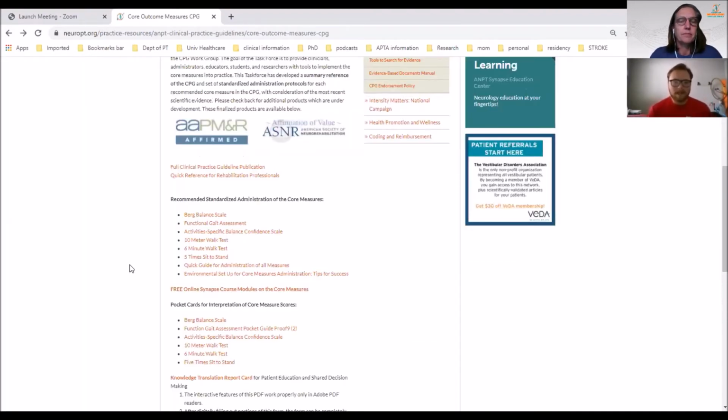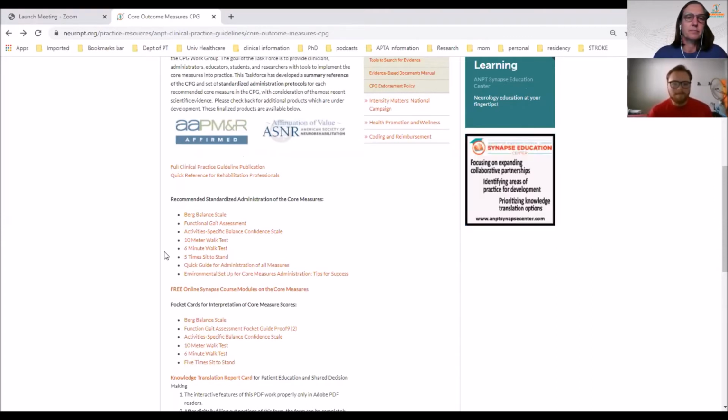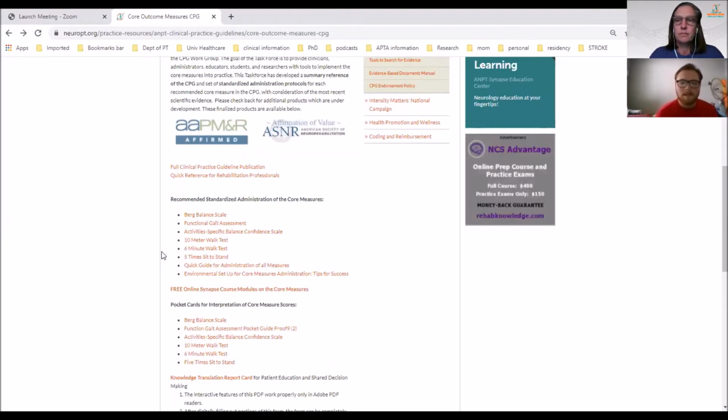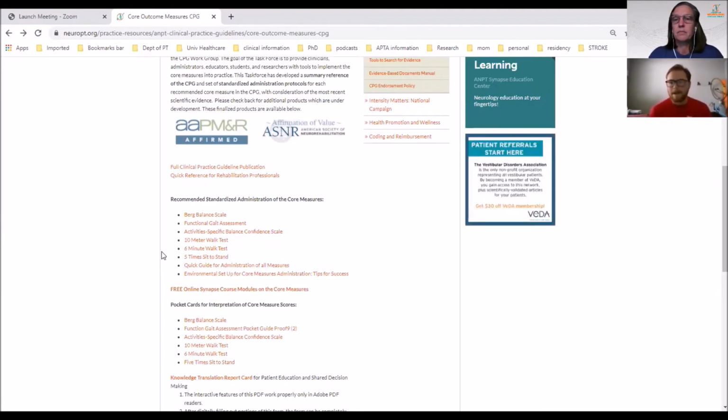Well, like we said, definitely the FGA was necessary for her. I think both the 10-meter walk and the 6-minute walk would also be good for her to perform. They would give us a lot of data, especially as she improves over time. And then also, like you said, I think the Berg Balance Scale would be important for her to get a measure of, just to make sure she's at least not increasing her fall risk.